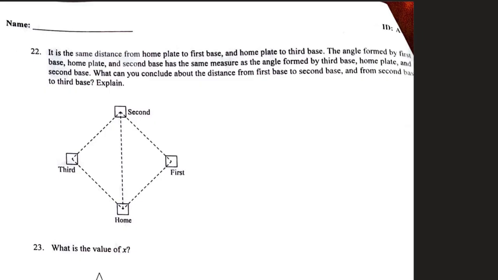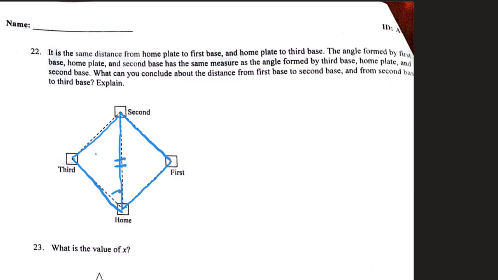It is the same distance from home plate to first base as third to home. The angle formed by first and home is the same as the angle formed by third and home. So we kind of have these two triangles here. You see that? And these two triangles share the same side.